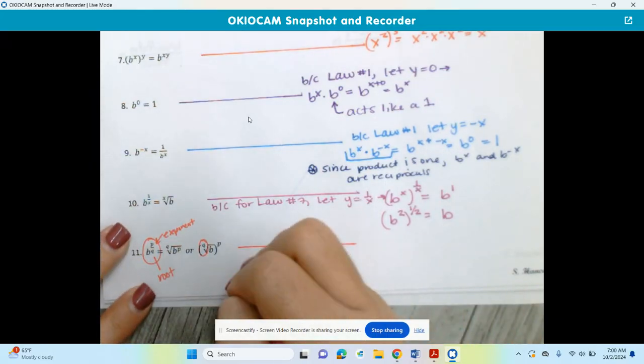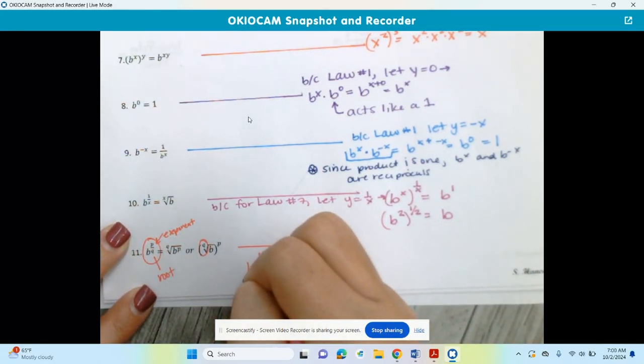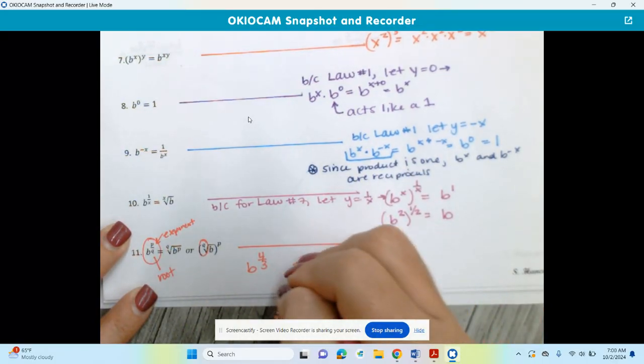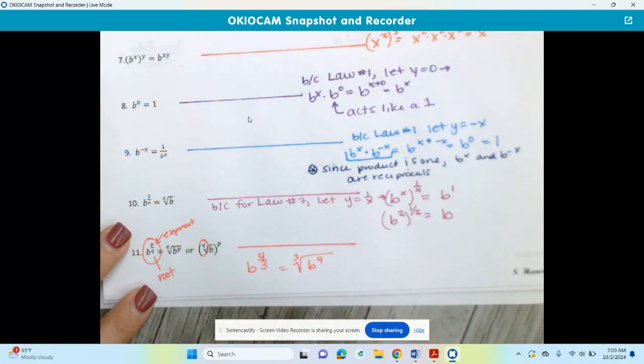So like if we had b to the 4/3, that 4 is going to stay with b, and the 3 is going to come in what I call the crack.